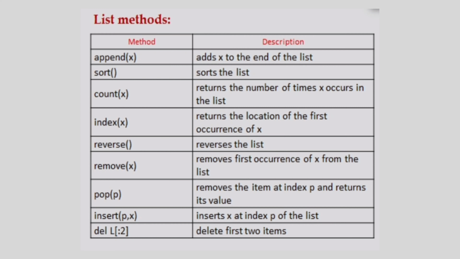Pop of p removes the item at index p and returns its value. Insert p comma x inserts x at index p of the list. Del L[:2] deletes the first two numbers.